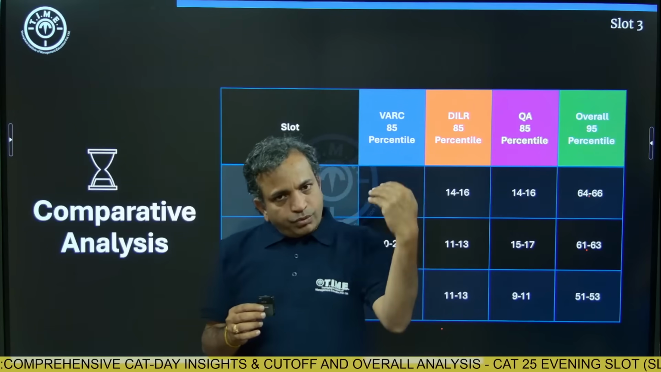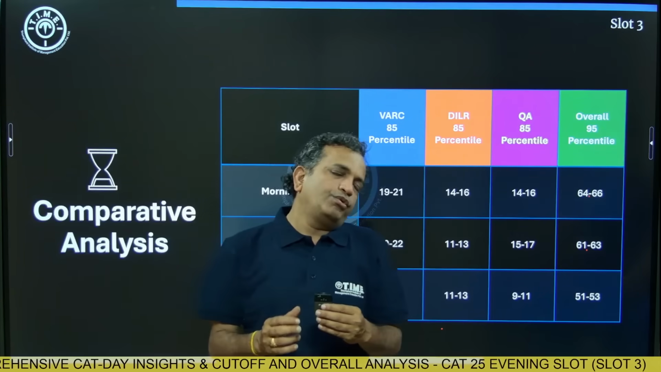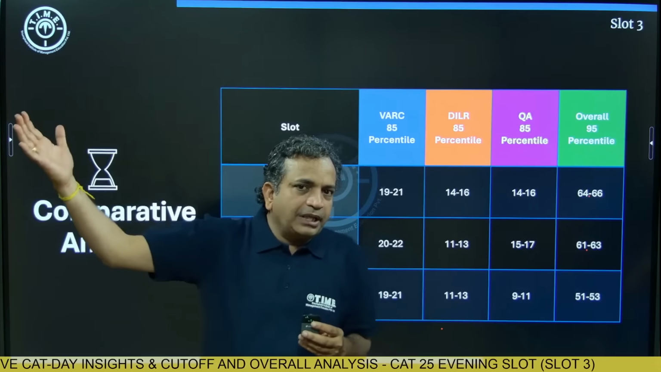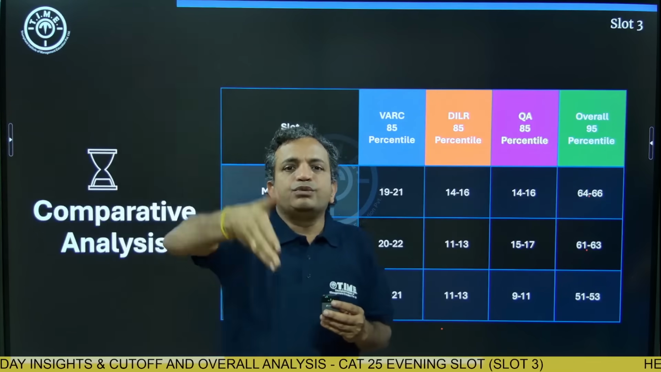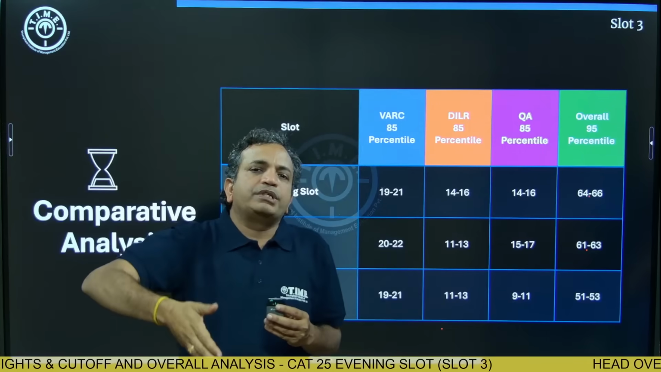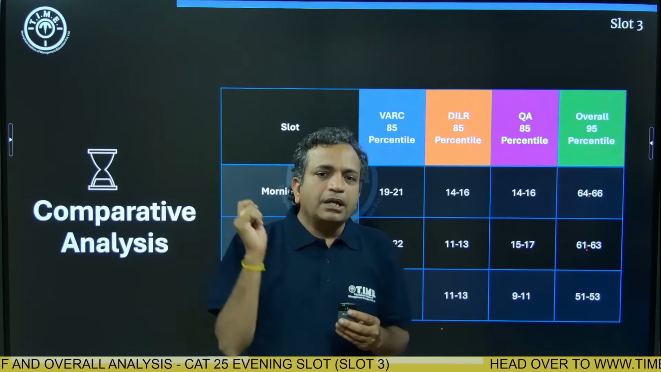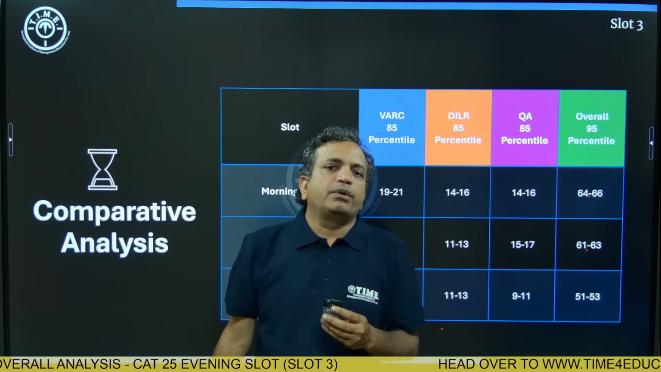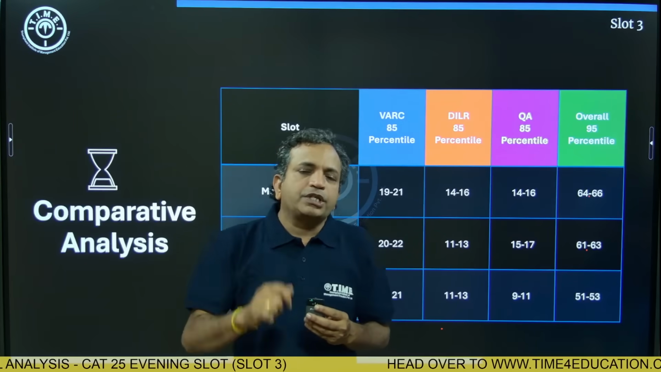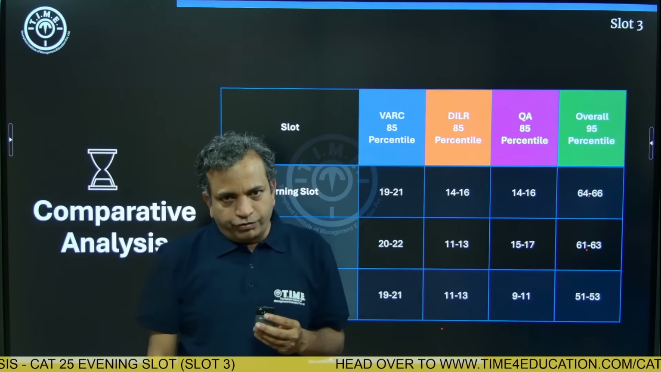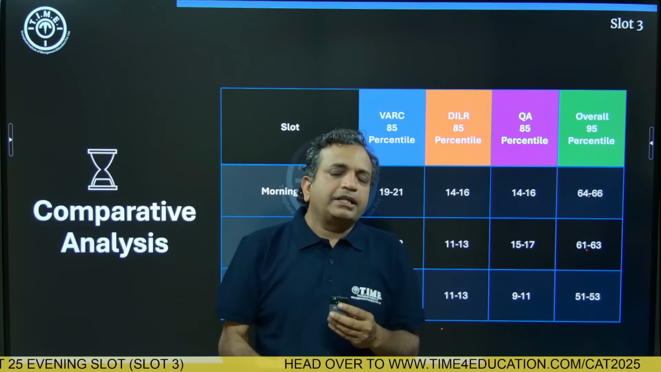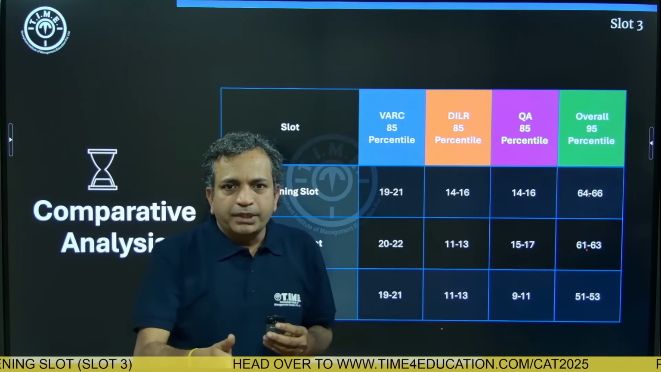So instead of waiting to know what your percentiles are going to be till the CAT declares their results, you make sure that you get your motivation by understanding what your estimated percentiles are by using our percentile estimator tool, which is available on our CAT analyzer page, timeforeducation.com/CAT2025. Log in there, get in there, and get your estimated percentiles.